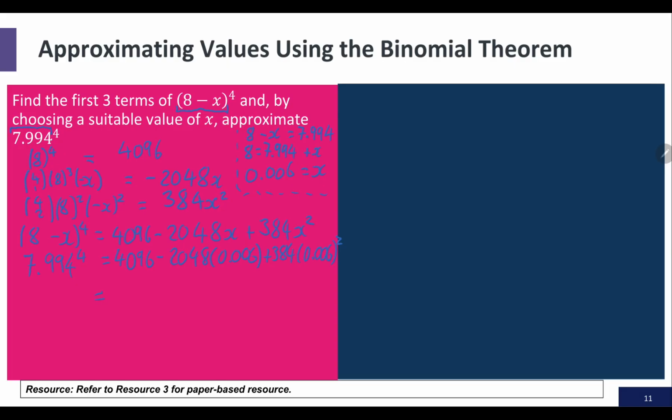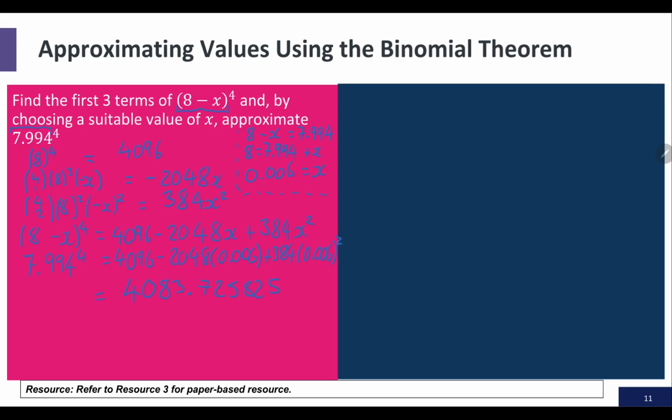So 4,096 minus 2,048 lots of 0.006 plus 384 lots of 0.006 squared, which comes out at 4,083.72584. And let's see how close we are.